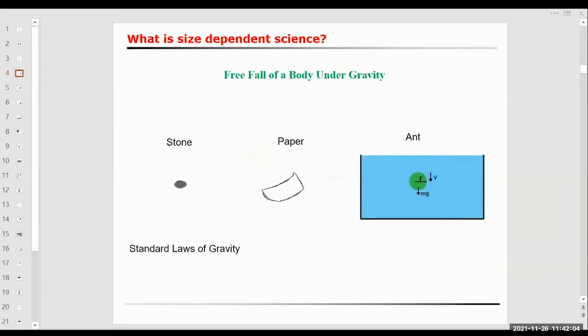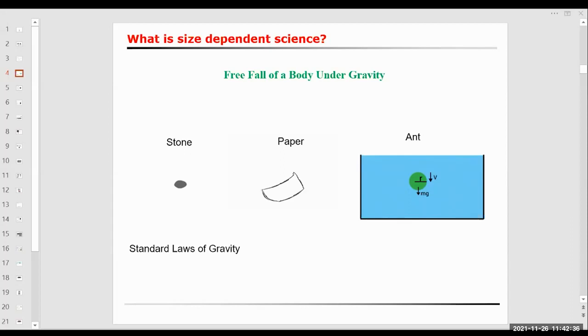Okay, now to understand, we'll also try to correlate between the size and the observation, and the corresponding reasoning behind this observation. So for this, let us consider three bodies: a stone, a sheet of paper, and an ant. Of course, we will not harm the ant when it falls. It is just an imagination.